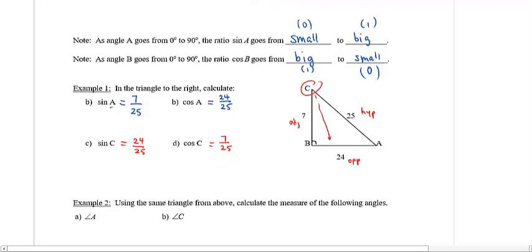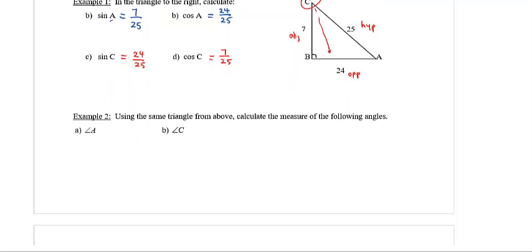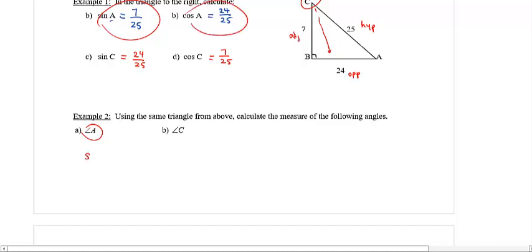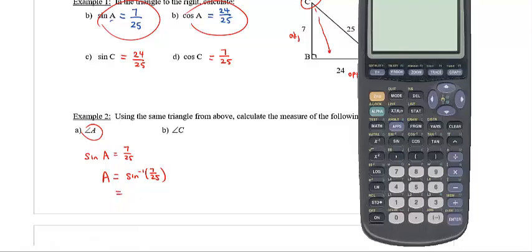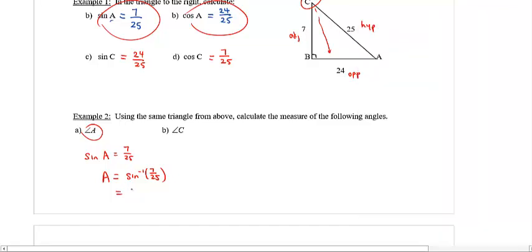Okay? And so now, using the same triangles from above, can you calculate the measure of the following angles? So if I want angle A, I can use any of these ratios here. I'm just going to use the sine one for fun. So sine A equals 7 over 25. Just like how we solved for the angle with tangent, in order to get rid of the sine ratio, we have to do the inverse sine feature on the calculator. So inverse sine, second sine of 7 over 25. And that gives us the angle about 16.3 degrees.